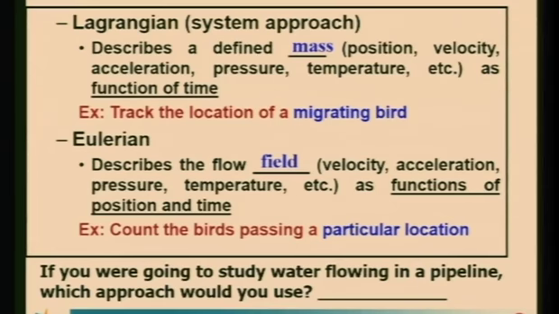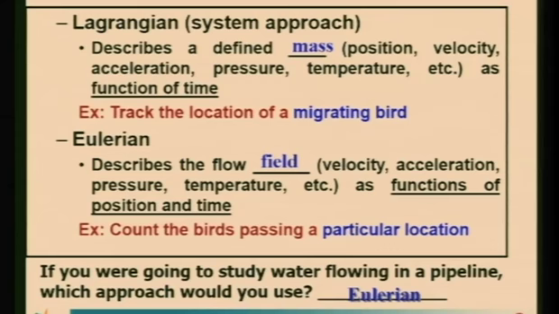Say if we are going to study water flowing in a pipeline, which approach would you use? Definitely a pipeline is a fixed domain, maybe from this point to that point. So, the answer should be the Eulerian approach. The Eulerian approach is very good for pipe flow.